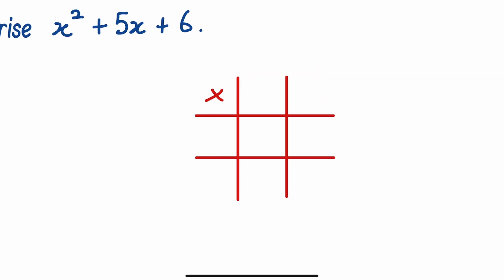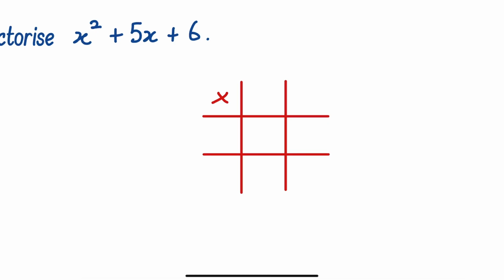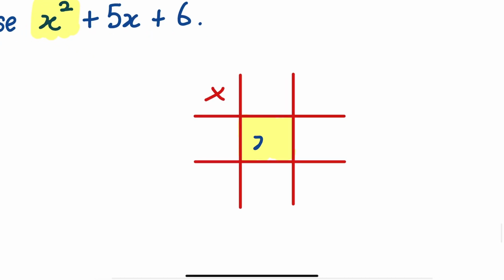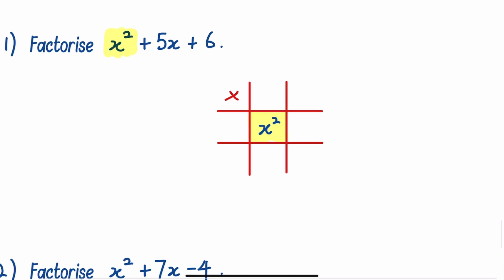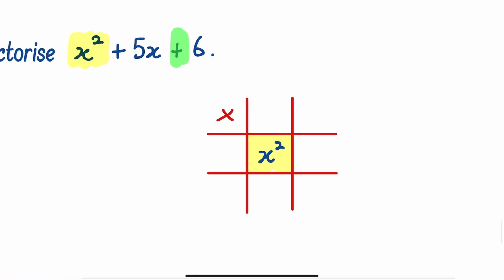To fill in the multiplication frame, I will place the first term, which I highlight in yellow, the first term x squared, in the center of the multiplication frame. So over here will be x squared. Next, the last term of your quadratic expression, in this case a positive 6, I'll fill in the bottom right of my multiplication frame. So I'll put this as positive 6.